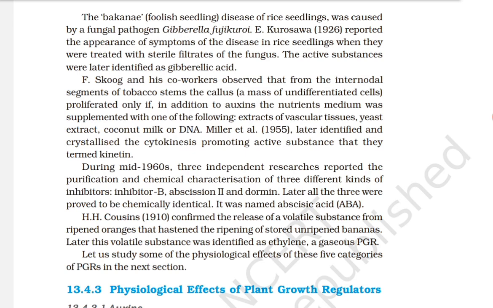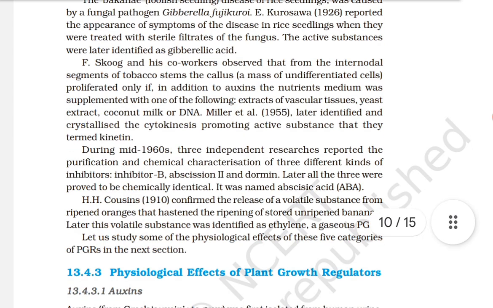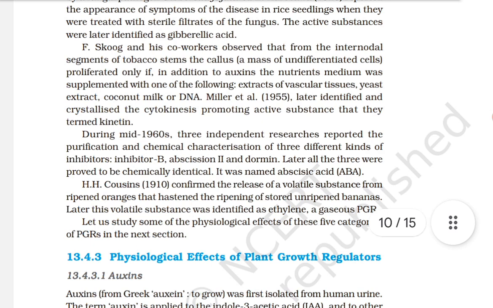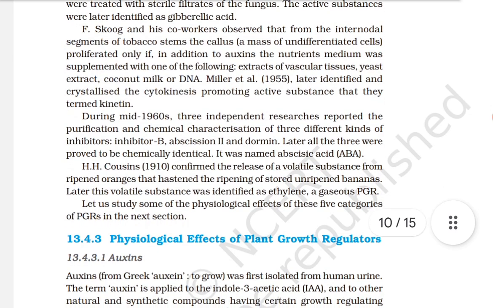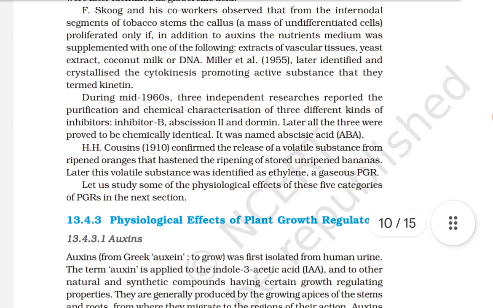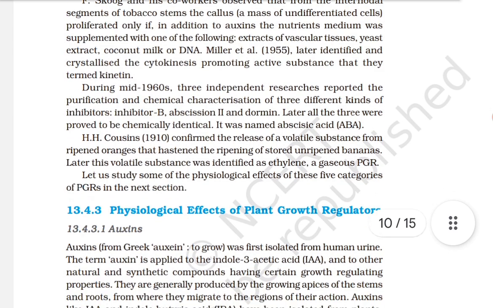Miller et al. in 1955 later identified and crystallized the cytokinesis promoting active substance that they termed kinetin. During the mid-1960s, 3 independent researchers reported the purification and chemical characterization of 3 different kinds of inhibitors: inhibitor B, abscission II and dormin. Later, all the 3 were proved to be chemically identical. It was named abscisic acid.